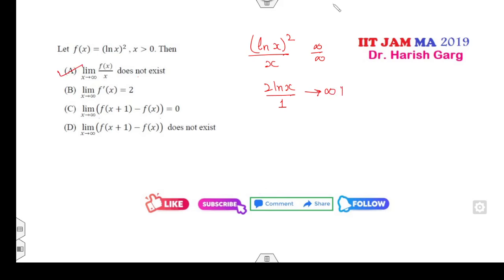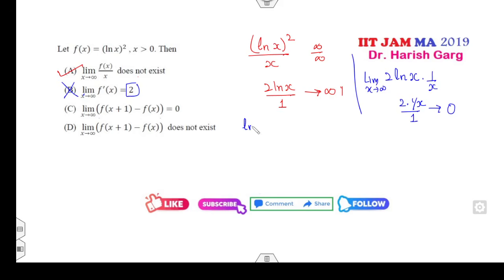F dash x. Can you find the derivative? 2 ln x. Limit x approaches infinity into 1 over x. Again, it's an infinity by infinity form. I can apply the L'Hopital rule again. So when x approaches infinity, that goes to 0. But he said 2. That option cancel.